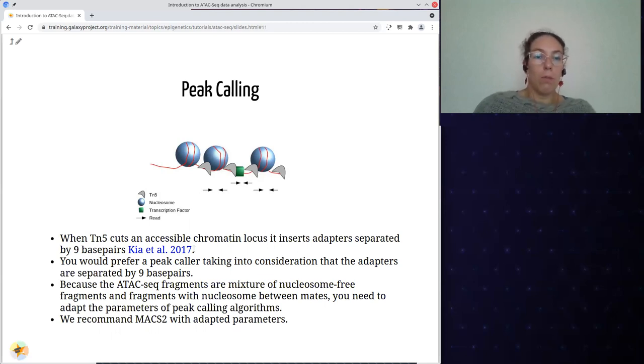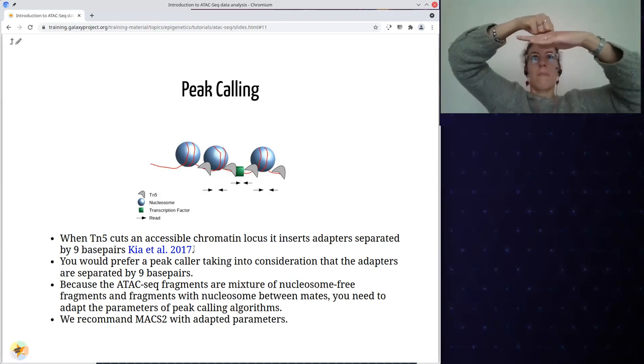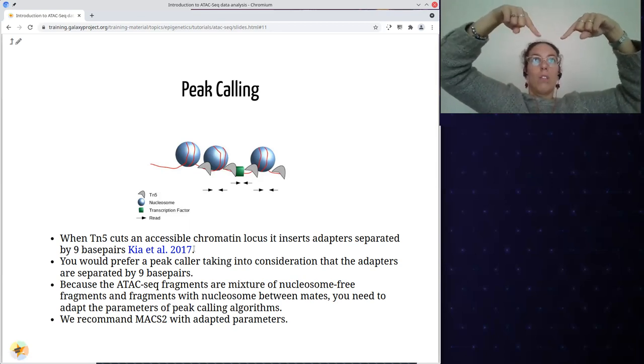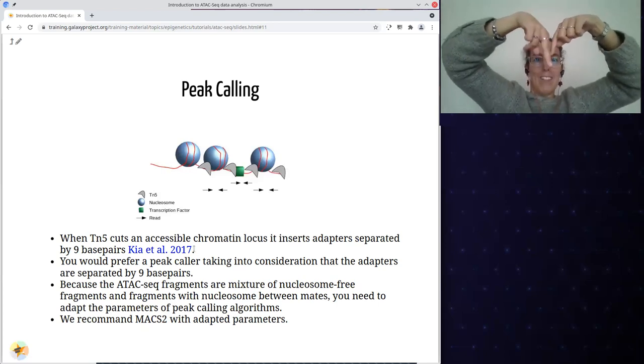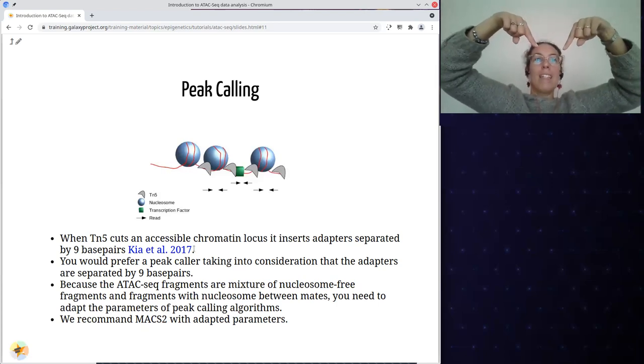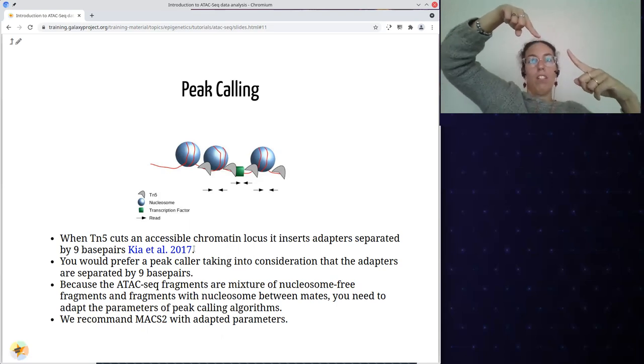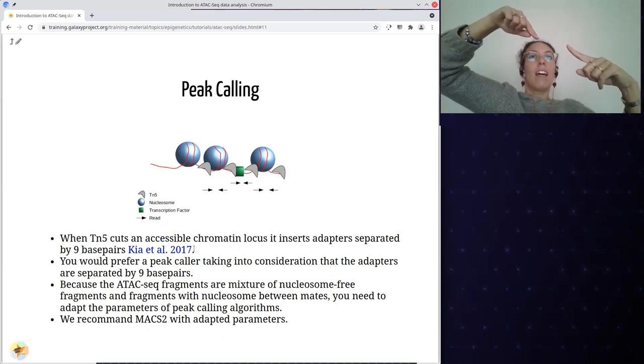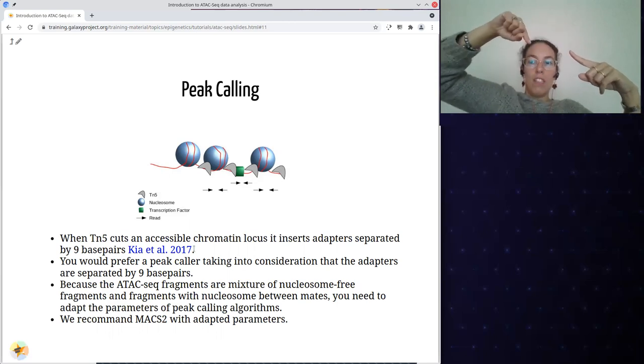To do this, we will do statistics and use a peak caller. It's a software that will analyze your data and tell you which regions are significantly enriched in coverage. What I didn't talk about is that when the Tn5 binds to the DNA, it will insert your Illumina adapters, but not exactly at the place where it bound, but 9 base pairs separated, one on each DNA strand. The distance between the two insertions is 9 base pairs.